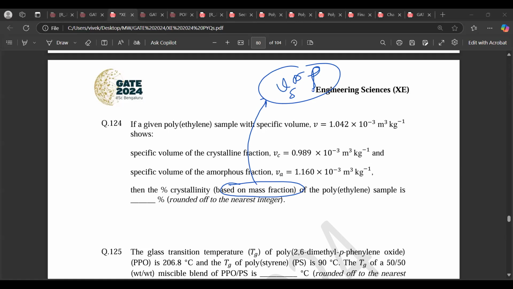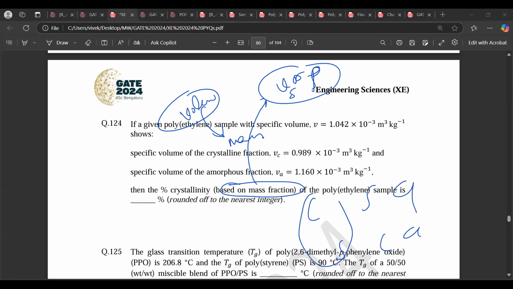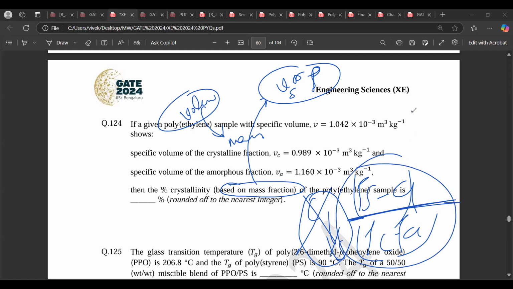Okay, and if they're telling based on volume, then you are going to write in terms of mass. Then you don't write this factor. You just write rho S minus rho A and rho C minus rho A. This is in terms of enthalpy also.